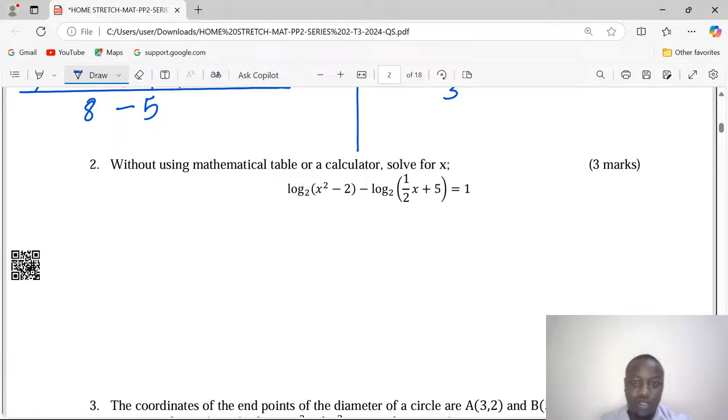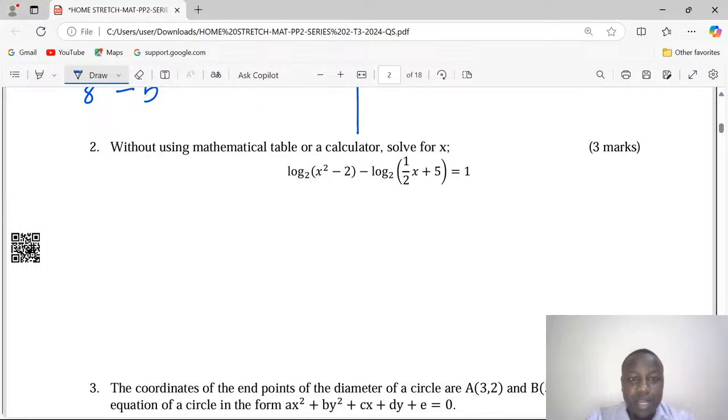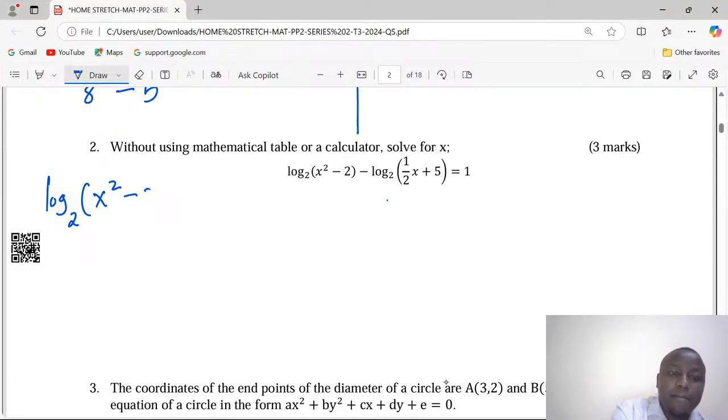The second question, which is on logarithms: without using mathematical table or a calculator, solve for x. The log to base 2 of x squared minus 2 minus the logarithm to base 2 of half x plus 5 is equal to 1. So I can rewrite the equation such that I have the log to base 2 of x squared minus 2, then minus the logarithm to base 2 of half x plus 5.